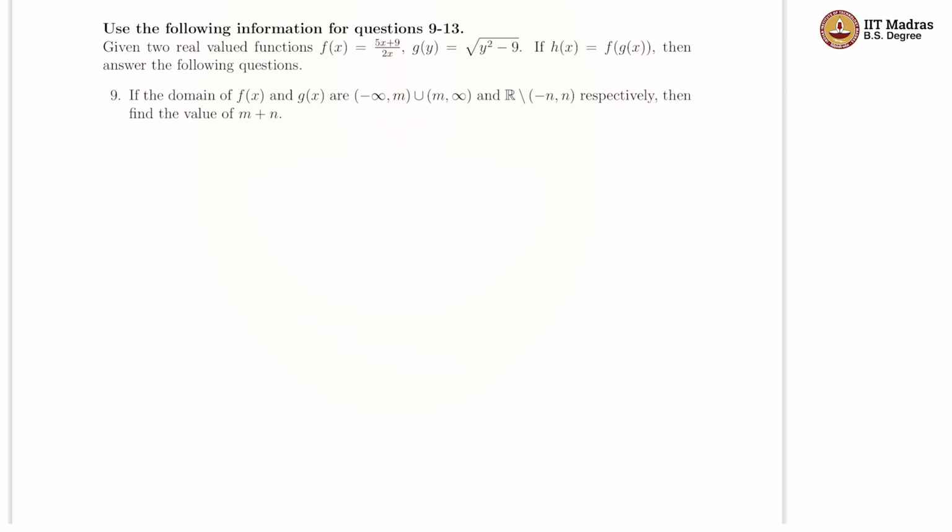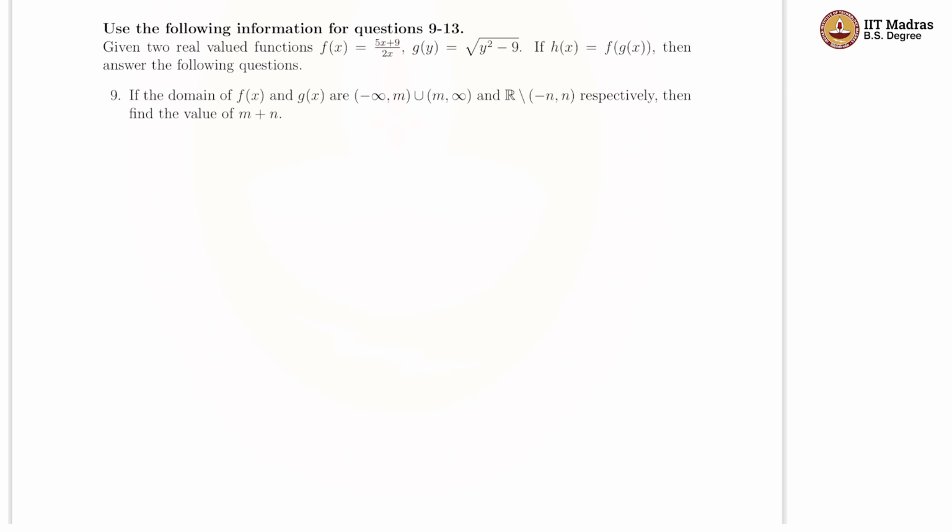So in this lecture, we will solve the numerical answer type questions. That means from your question number 9 to 13. So let's first work with the question number 9.